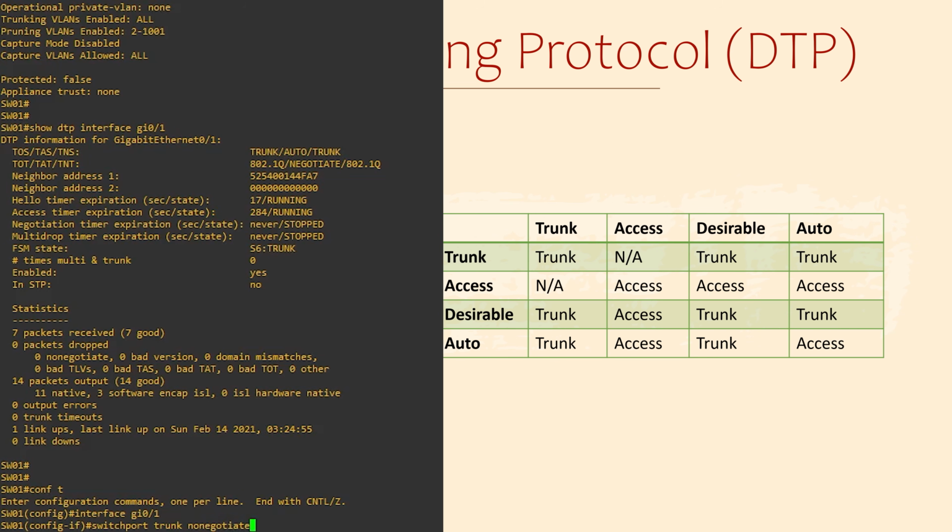Personally, I don't like to use DTP in practice. I always manually configure my trunk ports. I find it has a lower chance of security problems, like configuring a trunk link where there isn't supposed to be one. It's really up to your preference though.